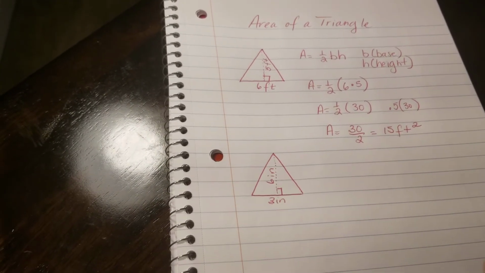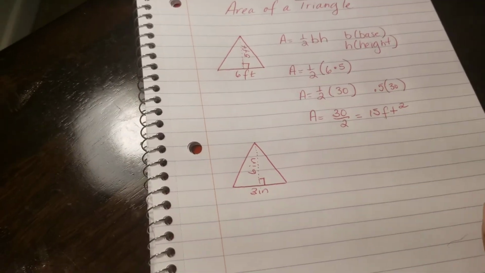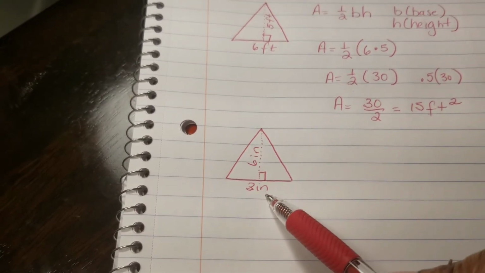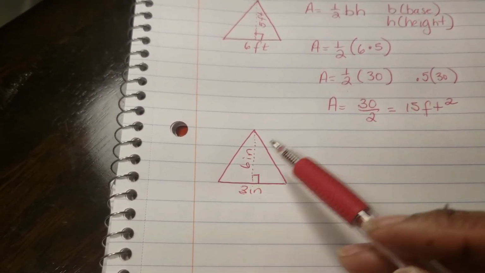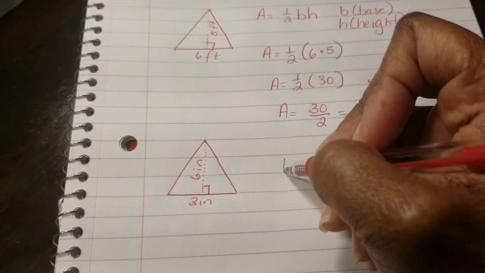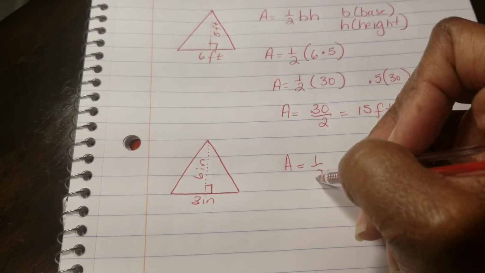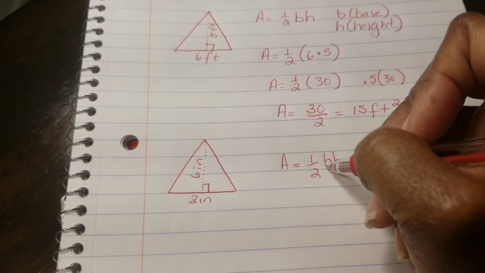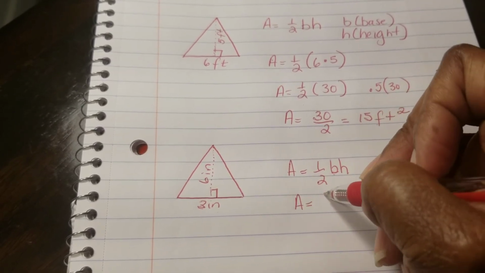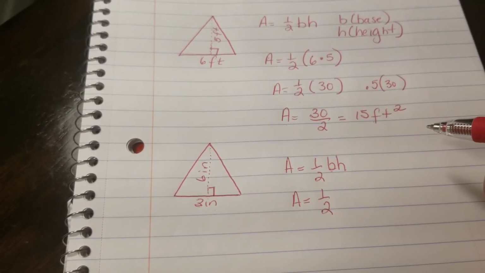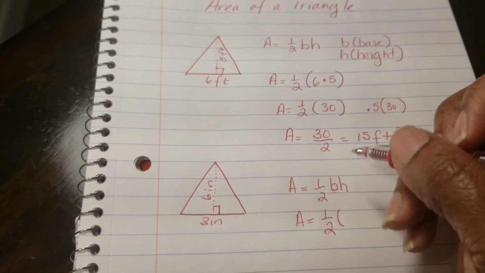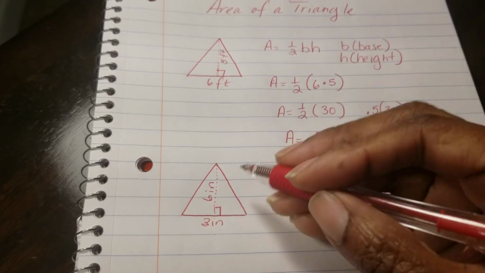All right, so here, let's look at this one right here. We're going to say here our base is 3 inches. Our height is 6 inches. So I'm going to go ahead and write down my formula. My formula is A equals 1/2 BH, which is base times height. Okay, so I'm going to go down here. A equals, again, just rewriting the formula, 1/2 base. My base is 3, and I'm going to use parentheses. Base is 3 times my height, which is 6.